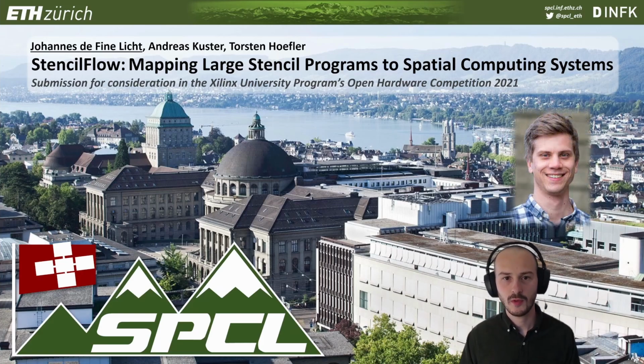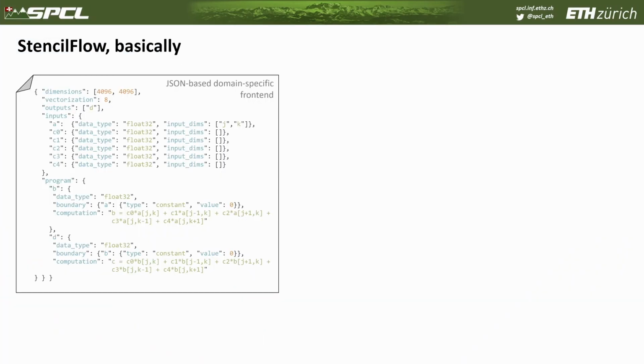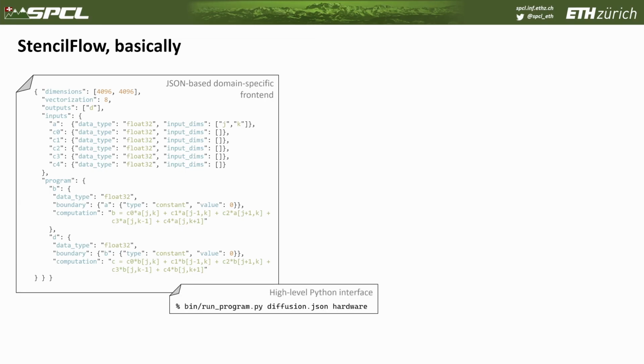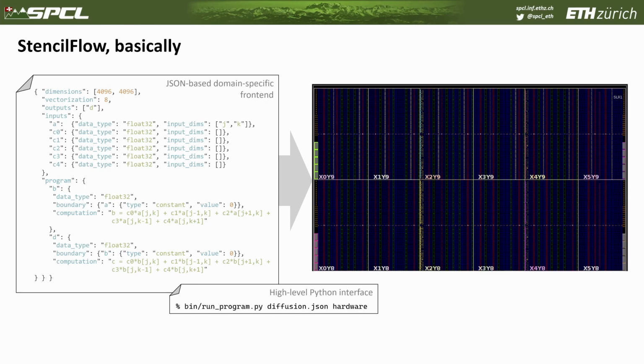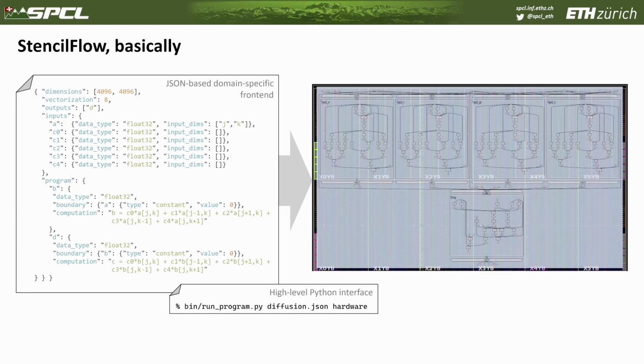I'm going to be presenting work that I did with one of my bachelor students, Andreas, on StencilFlow. StencilFlow is an end-to-end framework allowing a novice user to specify stencil programs using a high-level JSON-based domain-specific language, then invoke a simple Python script to map the input to an FPGA platform, producing a fully pipelined, fully parallel architecture exploiting all possible streaming opportunities in the program.